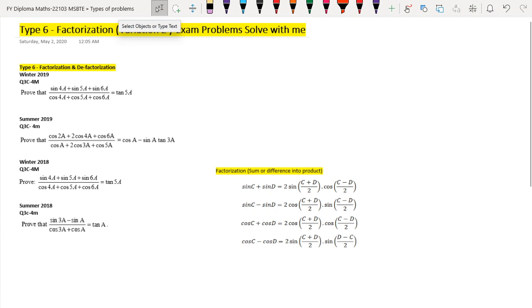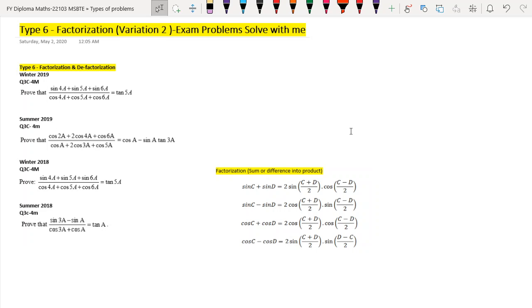Okay guys, let's continue with some more problems on factorization. In the last video, we saw variation 1 on the defactorization. I think normally only one type of problem comes in that kind of format, which we solved. In today's video, let's take another example.